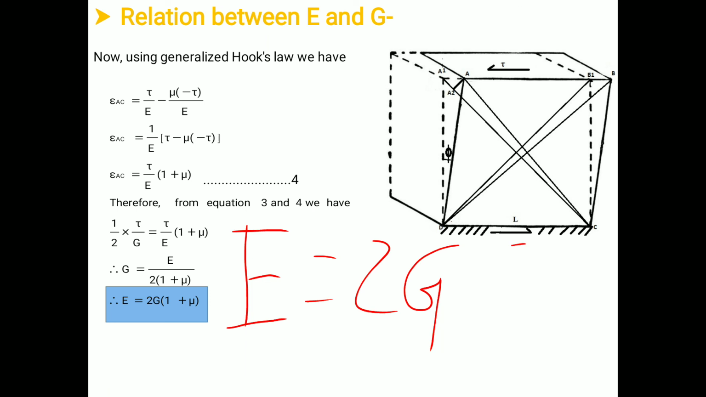E is equal to twice G into 1 plus mu, where E is Young's modulus, G is shear modulus or modulus of rigidity, and mu is Poisson's ratio. You have to remember this equation because it is very important to solve numerical questions.